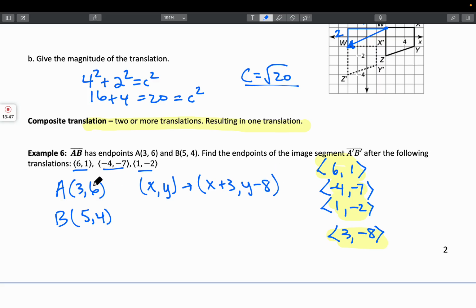So this 3, 6 means A prime will now be at 3 plus 3, which is 6, and then 6 minus 8, which is -2, and B prime will be 5 plus 3, which will be 8, and 4 minus 8, which will be -4.